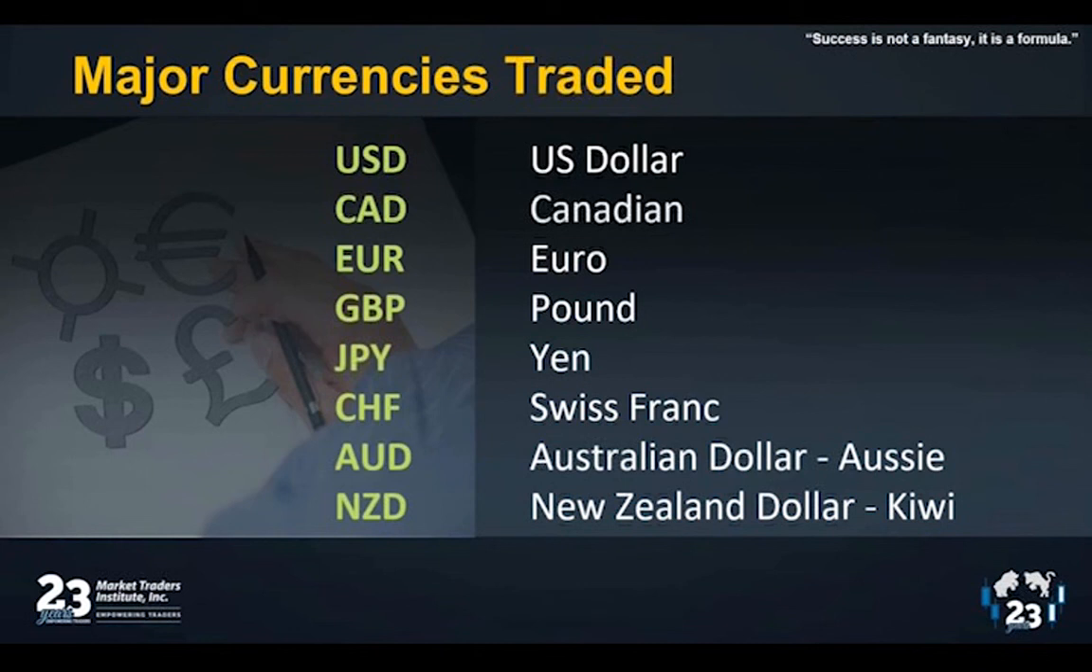There's the US dollar, the Canadian dollar, the euro, which is now the Eurozone, the Euro community, the British pound, the Japanese yen, the Swiss franc, the Aussie dollar, you might hear us call it the Aussie, and the New Zealand dollar, we call that the Kiwi. Okay, so you've probably all heard these different currencies.